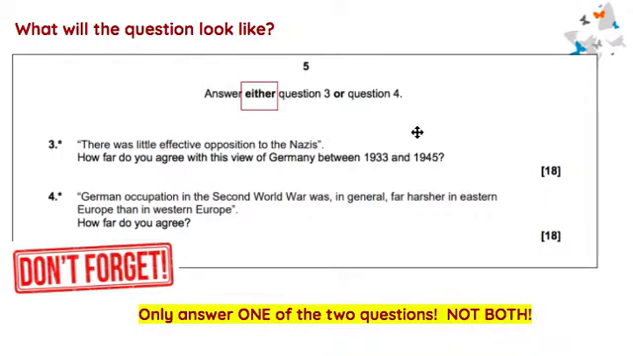Some students get confused by this in the exam and they think they've got to answer both. You need to read the question, it says either. You don't have time to answer both and you won't get more marks if you try. So you need to choose one, choose the one that you feel most confident with and write your response. So today, as an example, I'm going to choose this one here to write a response for: German occupation in the Second World War. That's the one I feel most confident with.